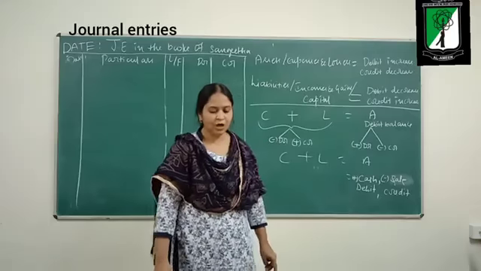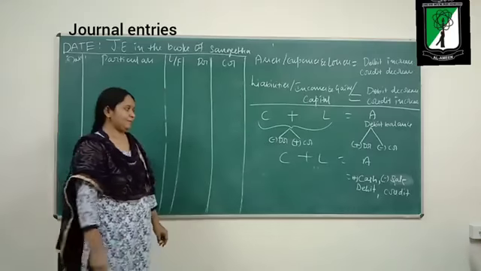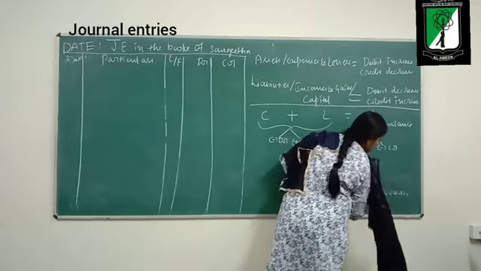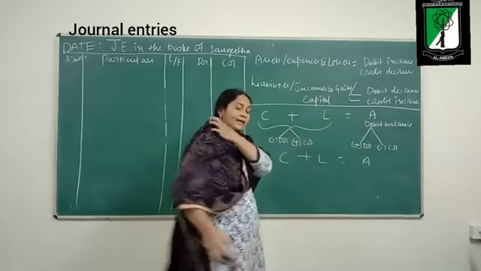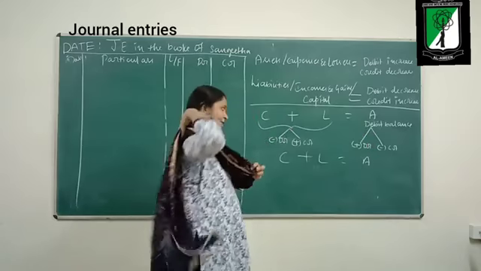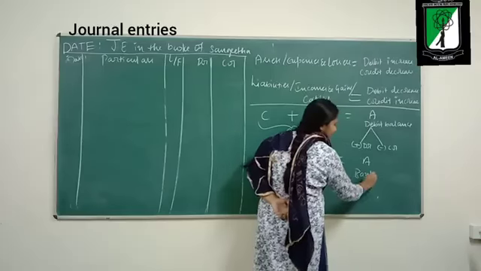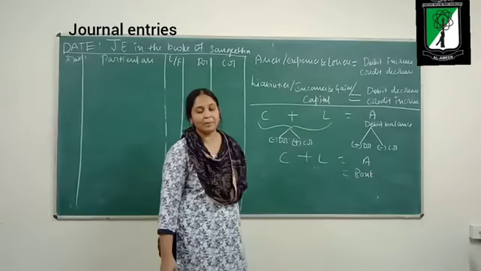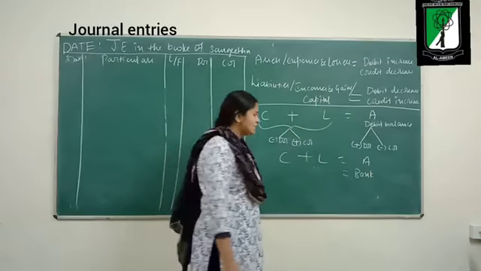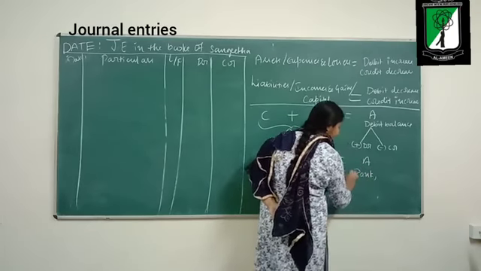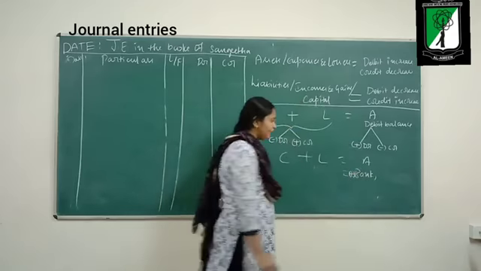Sold goods worth rupees 2000 and received check. Business has sold goods and it has received what? Check. It has not received cash. It has received check. So what is happening? The bank balance is increasing. Bank is an asset. And what is happening to my goods?